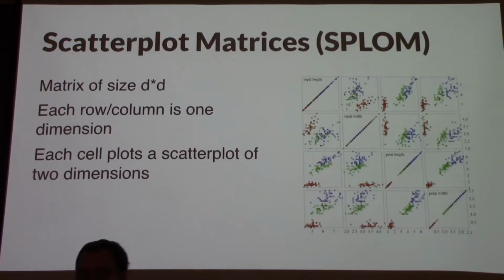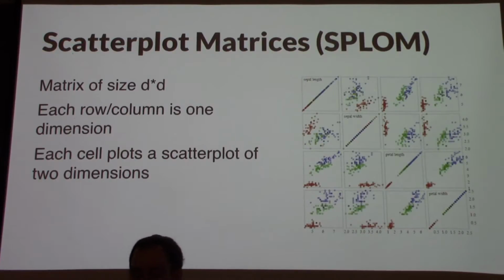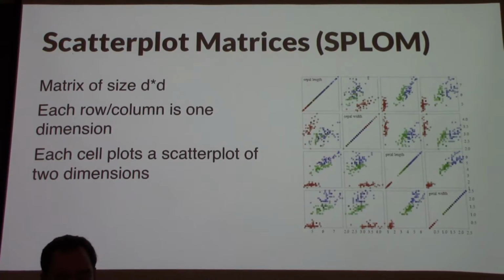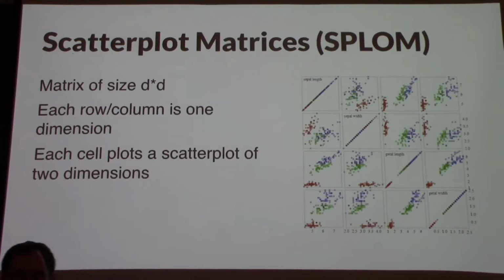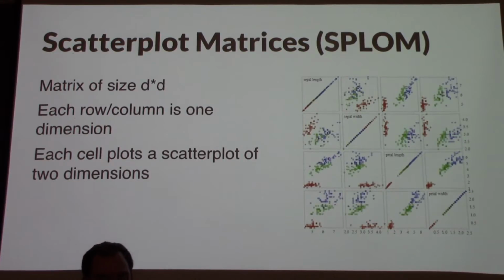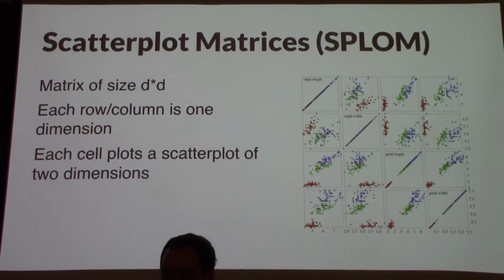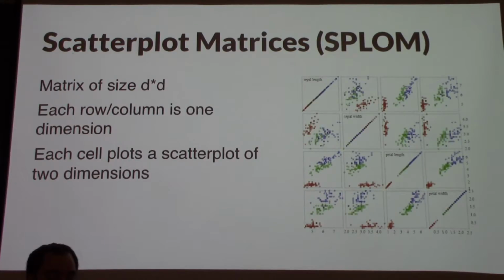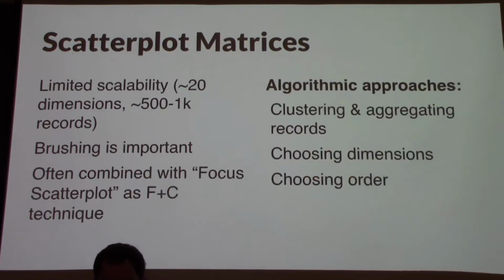A scatterplot matrix, and I think we've seen them, but let's talk a bit more formally about it, is a matrix of the size d times d, where d is the number of dimensions, and each row and each column is one dimension, and each cell plots a scatterplot of two dimensions. Here's an example with the flower data set, where we have 3 different species of flower in colors, and we plot sepal width, sepal length, petal width against each other. You can see that a couple of clusters emerge, but two of them are actually pretty similar.